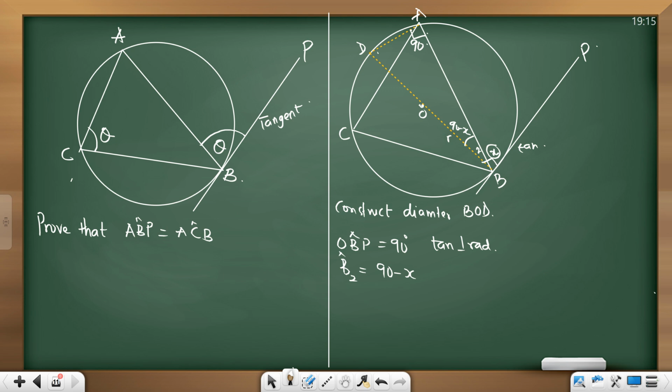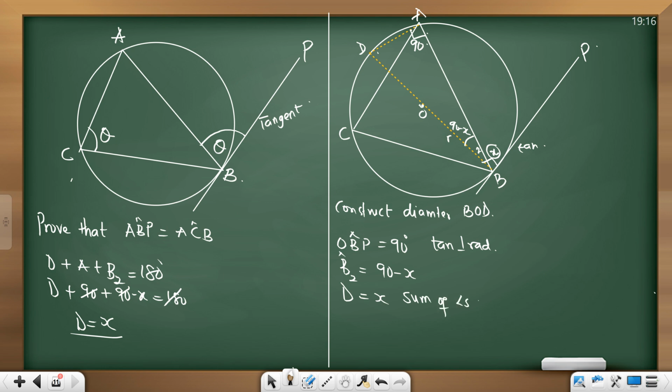Sum of angles in a triangle. D plus A plus B2 equals 180 degrees. I'm looking for D. A is 90, B2 is 90 minus X. Do you notice 90 plus 90 gives me 180, which cancels out? So if I move the X over, angle D is equal to angle X. Sum of angles in a triangle.